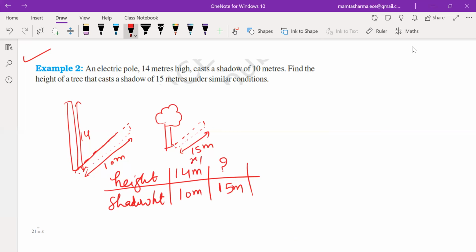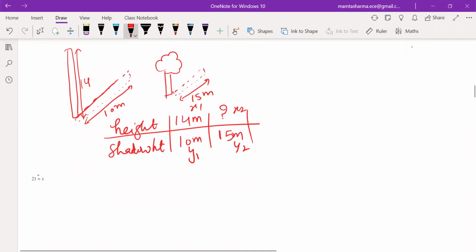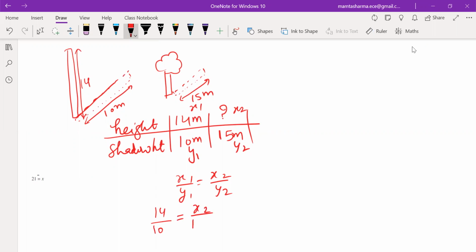Okay. Let's say this is x1, this is y1, this is x2, this is y2. So x1 by y1 should be equal to x2 by y2. 14 by 10 is equal to x2 by 15, where x2 is unknown. So you have to find out the value of x2. Cross multiply: 10 x2 equals 14 into 15. x2 would be 14 into 15 divided by 10 meter. Okay. You solve it. What are you getting?